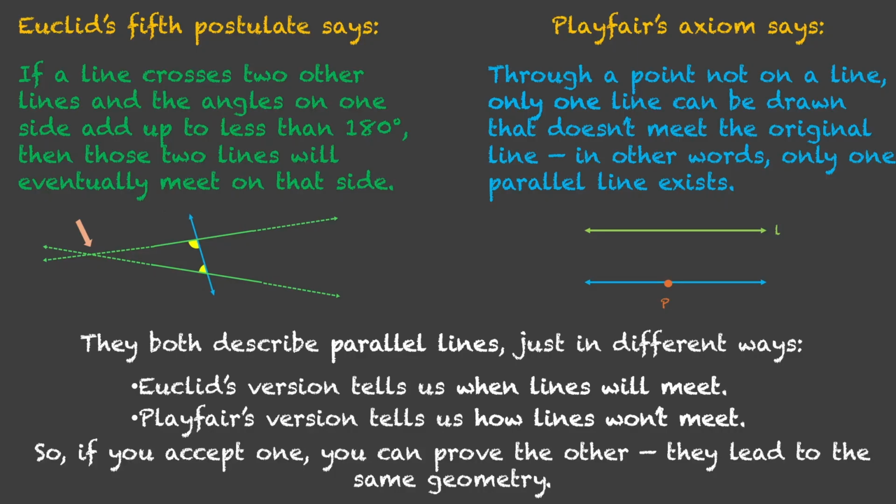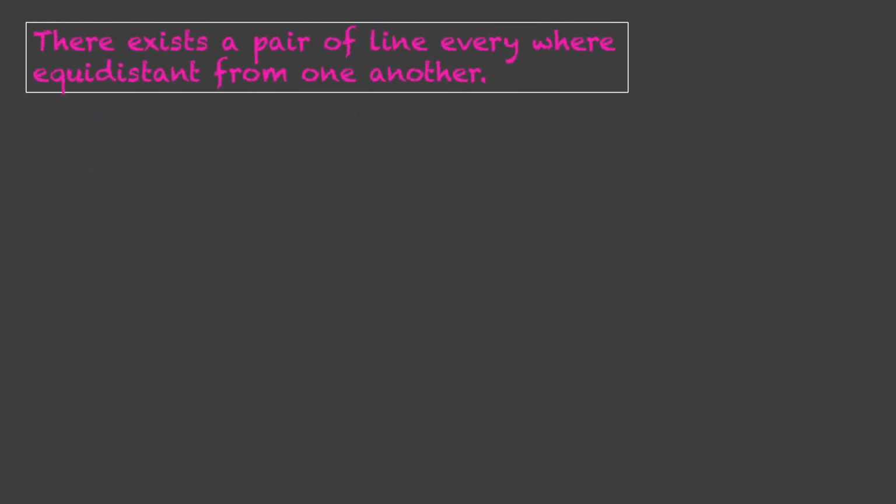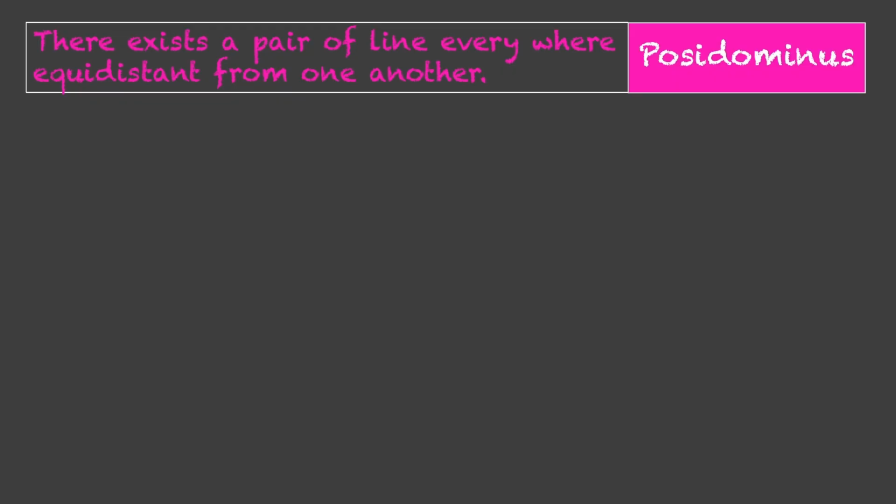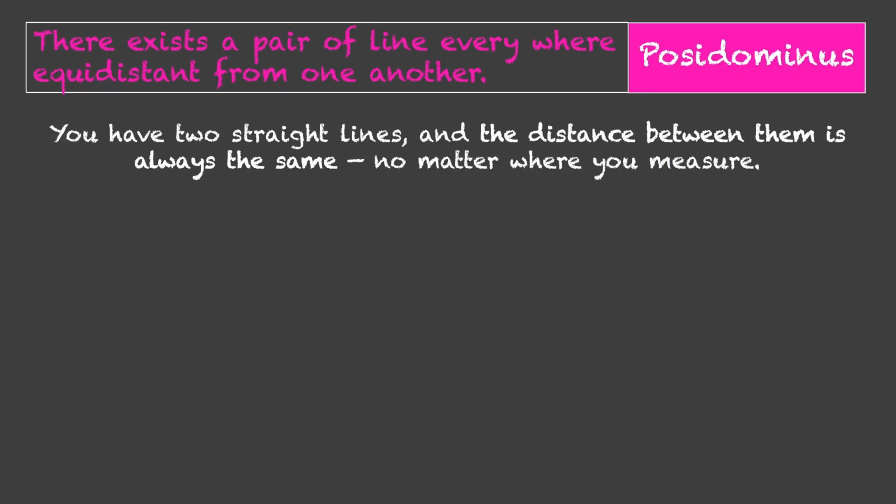We have one more equivalent, which is, there exists a pair of lines everywhere equidistant from one another. And this was given by Posidonius. It means if you have two straight lines, the distance between them is always the same, no matter where you measure.